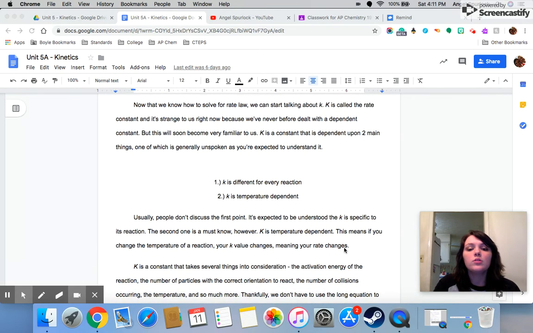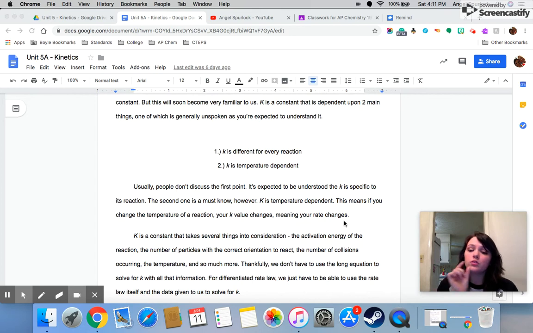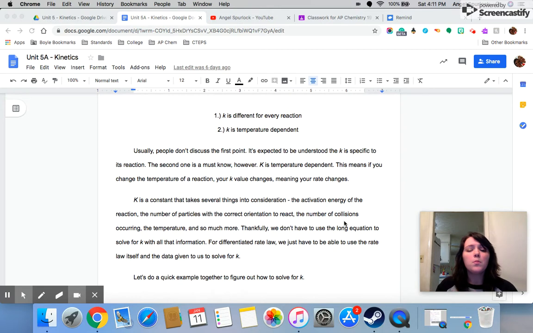Okay, so now that we know how to solve for rate law, we can start talking about k. k is called the rate constant, and it's really weird because we've never really dealt with a dependent constant before, but it's going to become very familiar to us the more that we use it. It's dependent upon two main things, which is the reaction that you're in and the temperature that that reaction is occurring at. Most people kind of leave out the first part because they expect us to understand that k is going to be different for every reaction. But it's very important that we understand that k is temperature dependent.